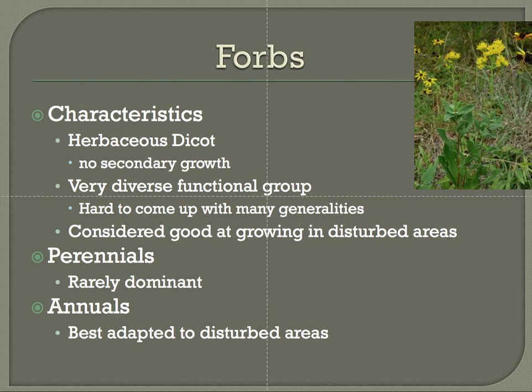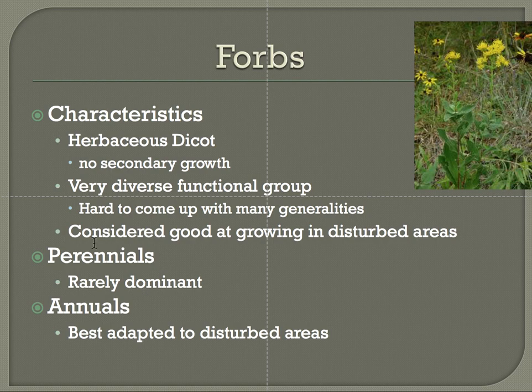Forbs, again, are herbaceous dicots. This is a really, really diverse functional group. It's not a very good functional group, to be honest, because there are so many different types of plants within forbs. But we're just starting to really understand a lot of these forbs, so maybe we'll come up with a different plant functional group. Indeed, people do divide them into different plant functional groups. But for what we're talking about in this class, we're going to leave them as just one plant functional group. Just remember, it's really diverse.